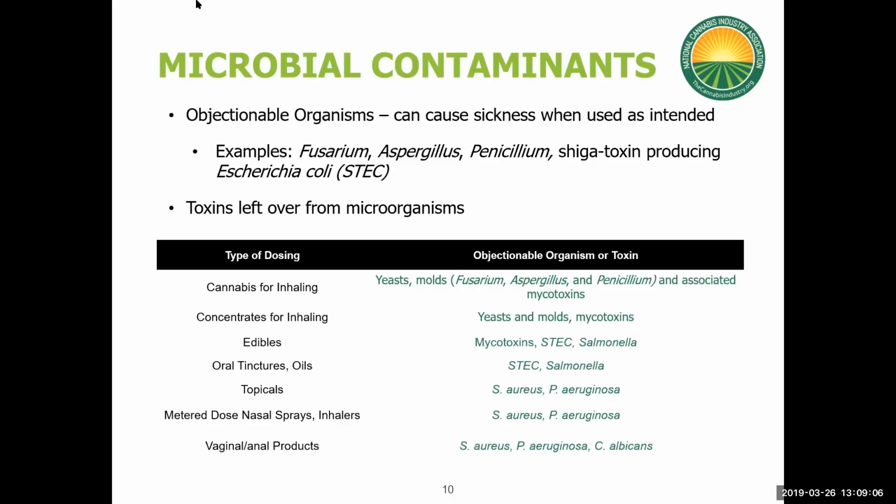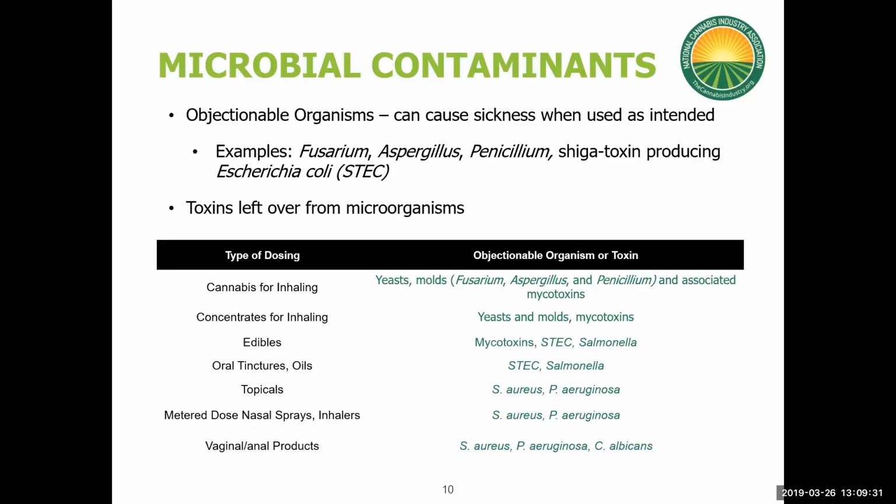Thank you, Tiffany. So the first suite of contaminants we're going to talk about are the microbial contaminants, which include objectionable organisms that can cause harm when the contaminated product is used as intended. Examples of this include molds such as Fusarium, Aspergillus, and Penicillium, and bacteria such as Shiga toxin-producing E. coli, which we call STEC. It also includes toxins left over from microorganisms, such as mycotoxins.